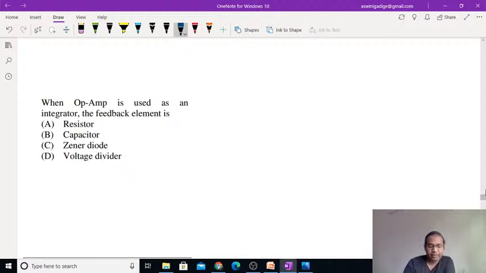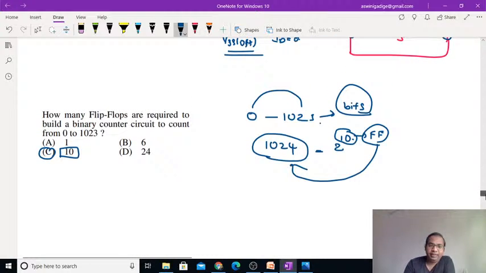Two power n is enough, Akshaya. 2 power n we can take. Okay. And if you are going to the different counters, then the number of flip-flops are going to be changed. Different counters means just like the Johnson counter and the ring counter. Okay.